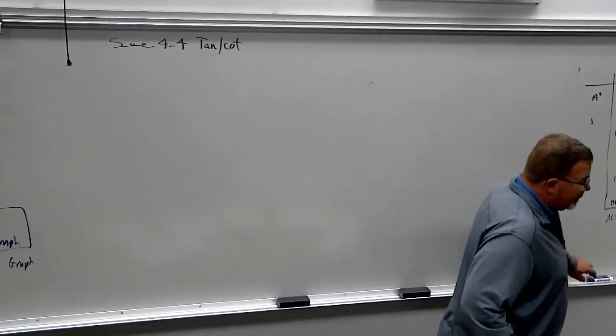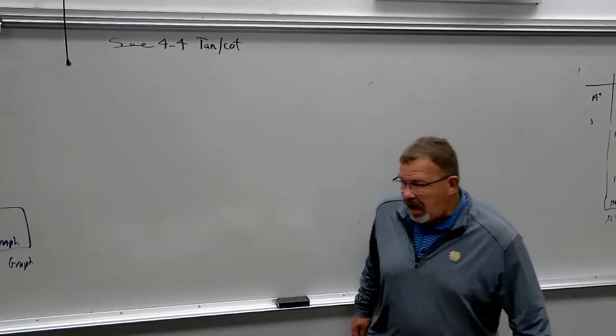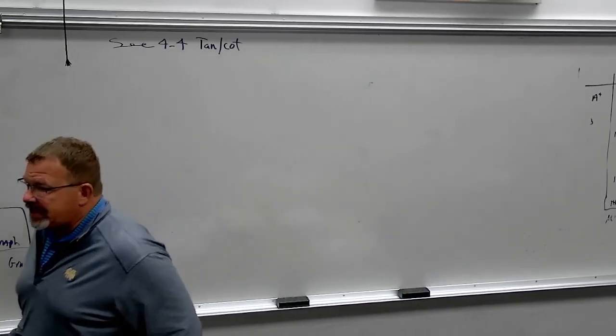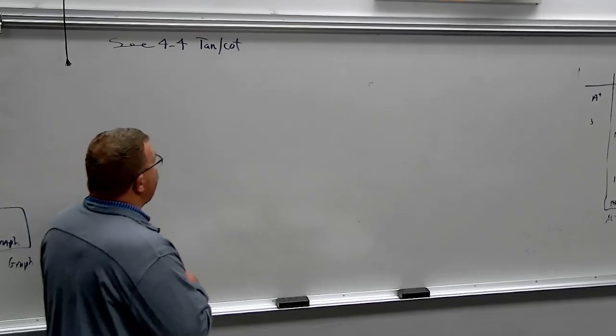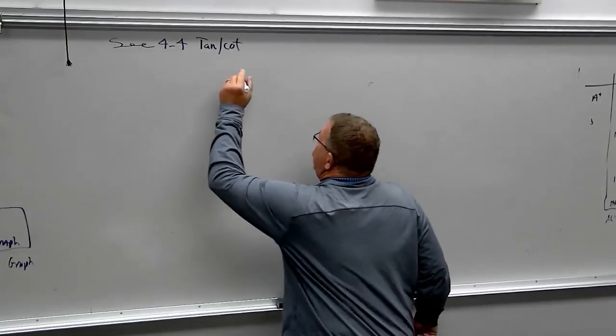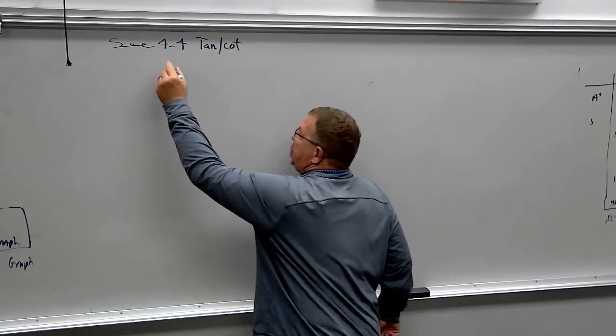Actually, now that I think about it, I do for this test allow you to use a note card. The reason why is because of how we graph tangent and cotangent. There's a table that you want to construct, and you can use that note card to help you with this table. So here's what we're graphing. We are graphing tangent and cotangent.